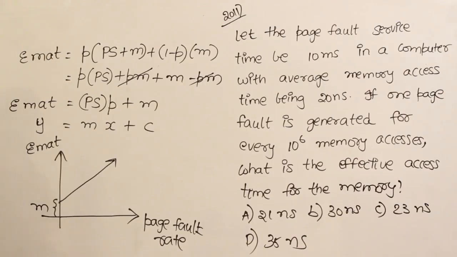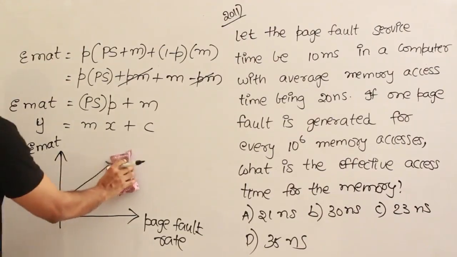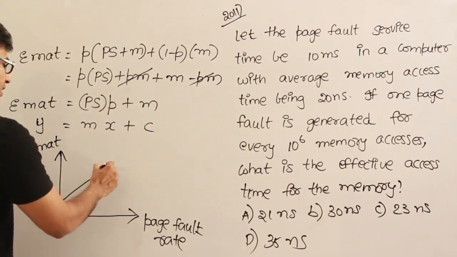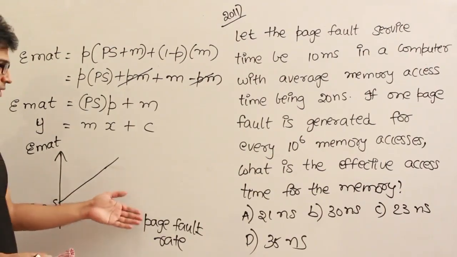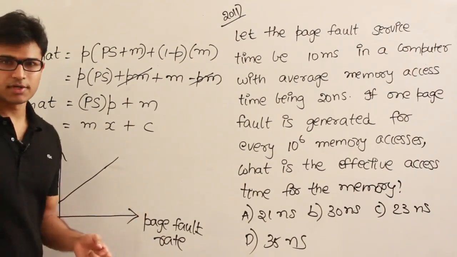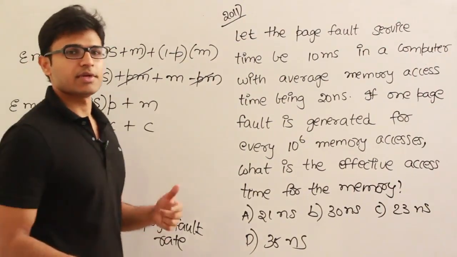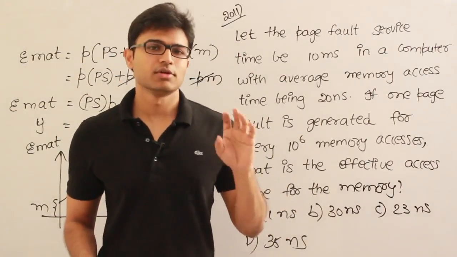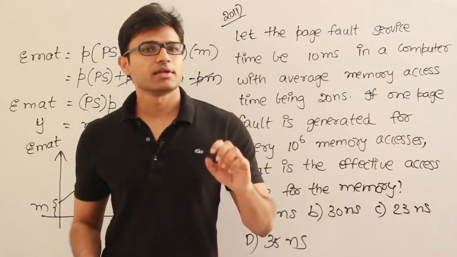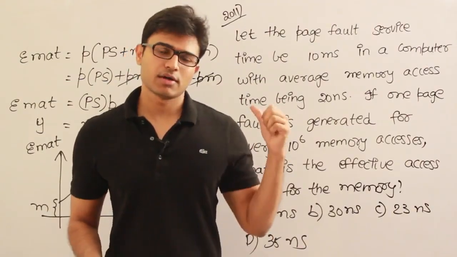So what is the relationship between effective memory access time and page fault rate? It is directly proportional. If you have to keep the effective memory access time as little as possible, you should try to keep the page fault rate as little as possible. How is that possible? By using better replacement algorithms. Whenever you replace an old page with a new page, you should see that this new replacement is not going to hurt the performance.